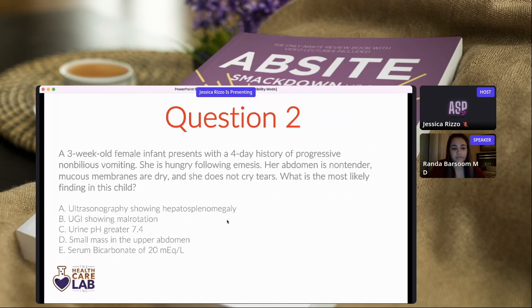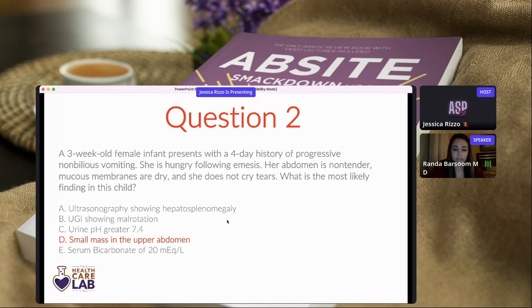So a 3-week-old infant presents with a 4-day history of progressive non-bilious vomiting. She's hungry following emesis. Her abdomen is non-tender, mucous membranes are dry, and she does not cry tears. So she is pretty dehydrated. What is the most likely finding in this child? Next.